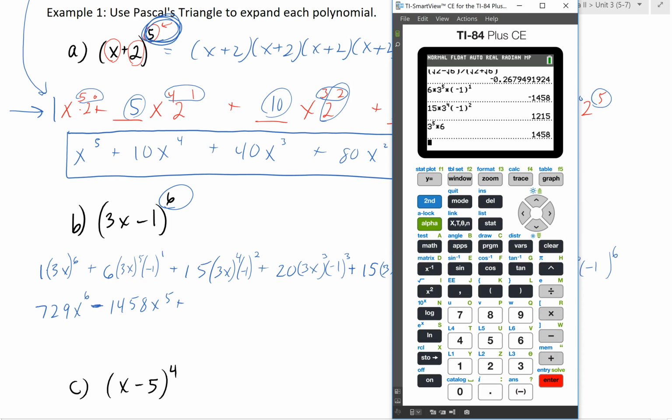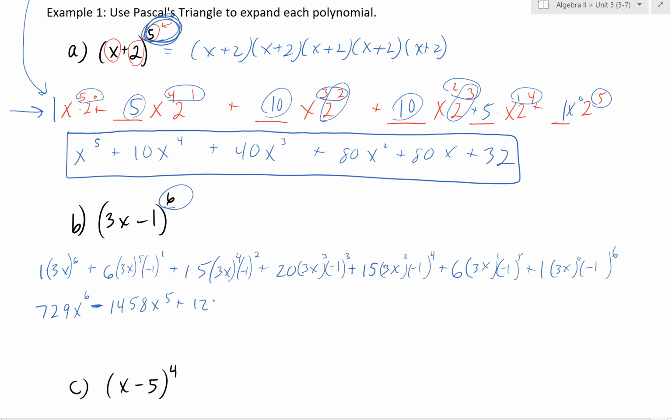For the next one, we're going to have 15 times 3 to the 4th. And I don't really need a calculator to do it, but what we're doing is negative 1 squared. And so that turns out to be 1215x to the 4th, and so on. Go ahead and simplify the rest on your own.